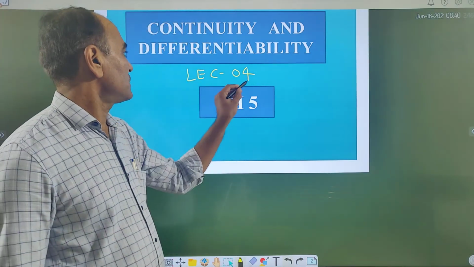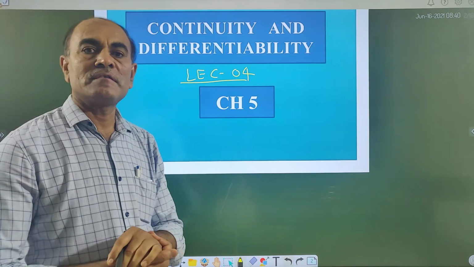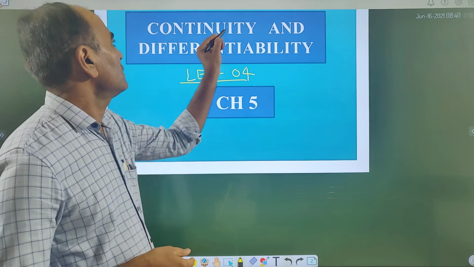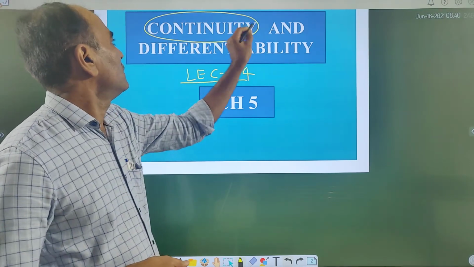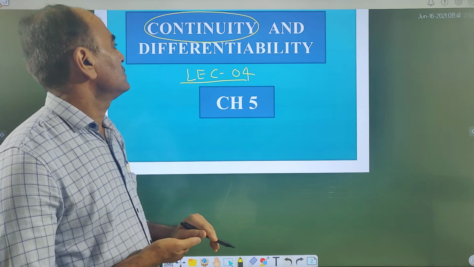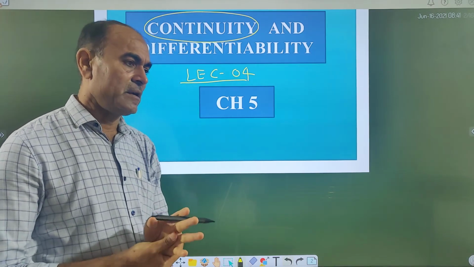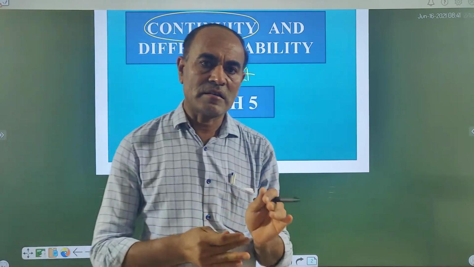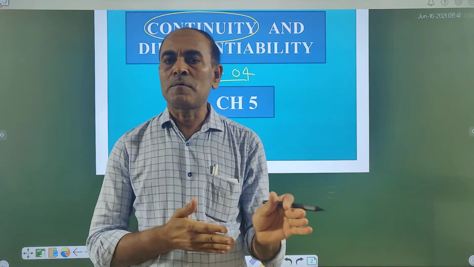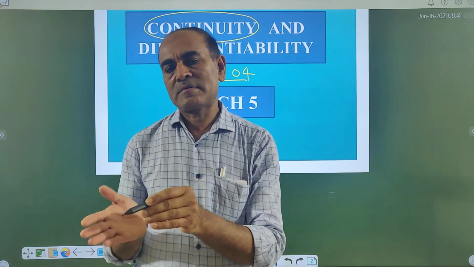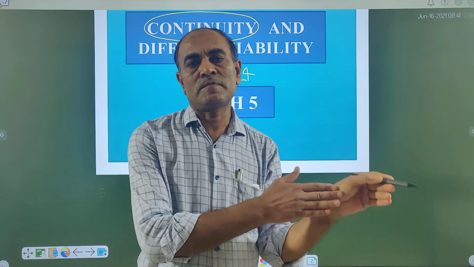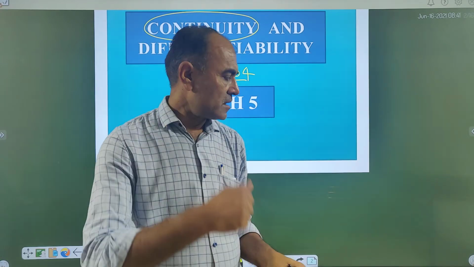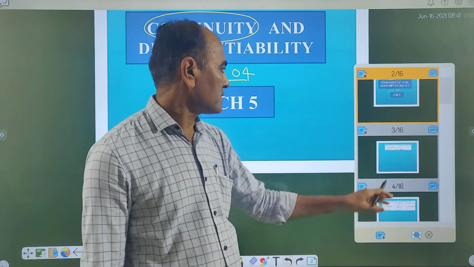Today let us see lecture number 4, chapter number 5, continuity and differentiability. In the last 3 lectures, we talked on continuity. Today let us see differentiability to find d by dx of some function. We also noted standard forms in the last lecture. In composite form, d by dx of sine of some function is equal to cos of some function into d by dx of some function. Let us use those standard forms and try to solve the examples.